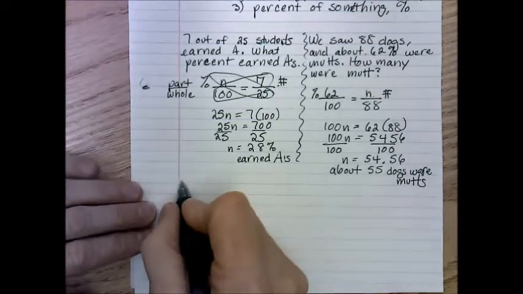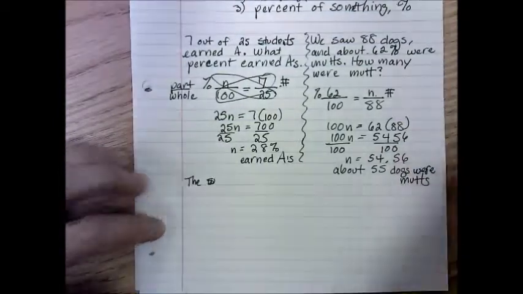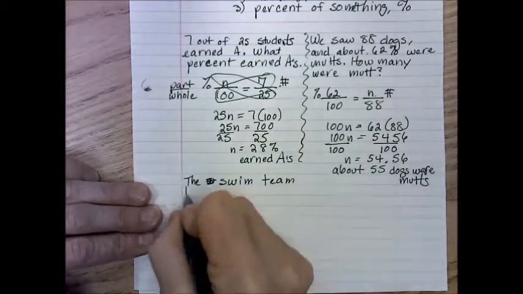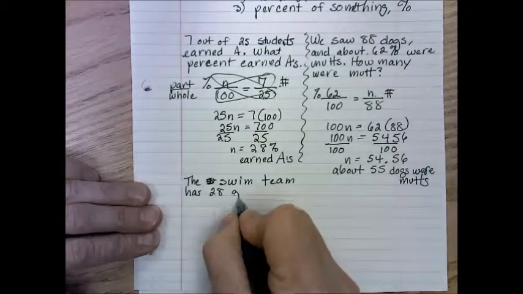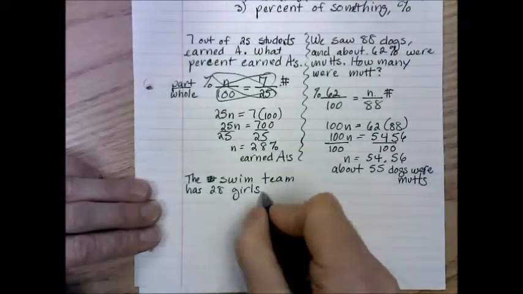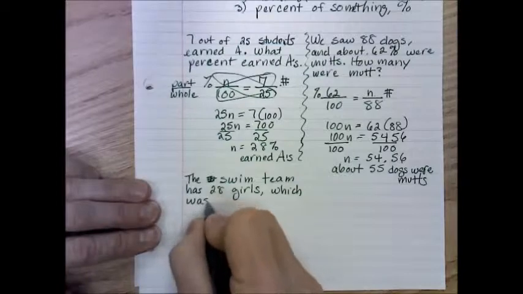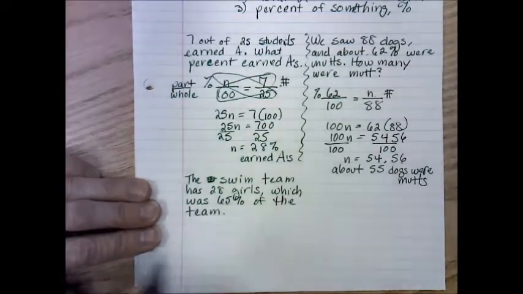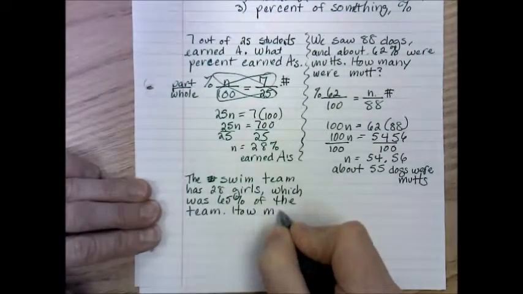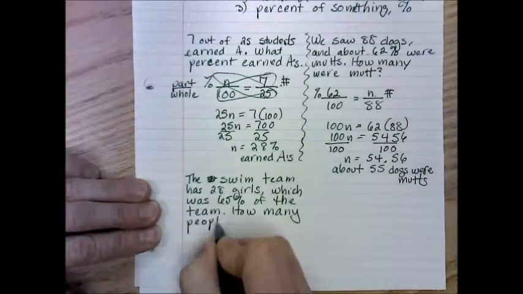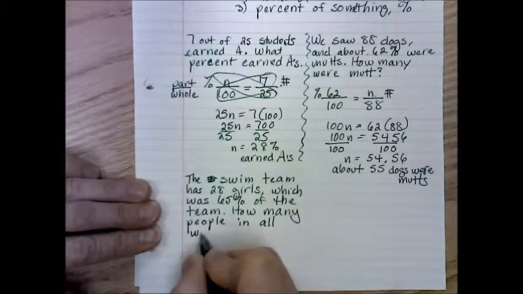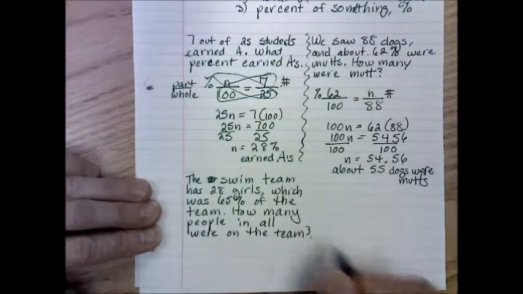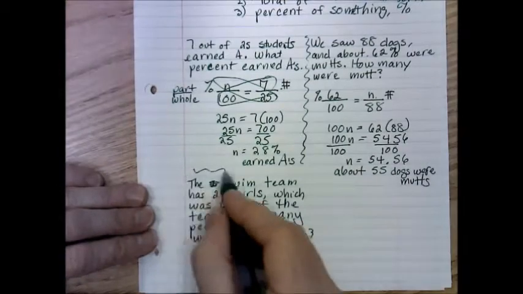So let's say that we have, let's fix that, the swim team has 28 girls, which was 65% of the team. So how many people in all were on the team? So again, let's do our little squiggly to separate our work here.